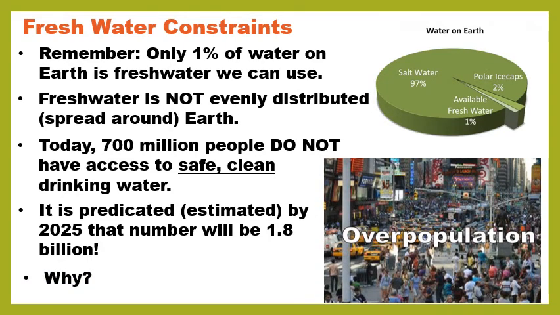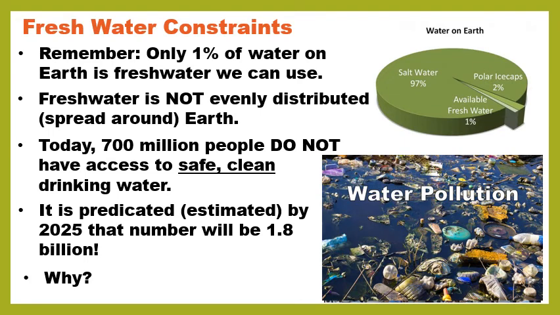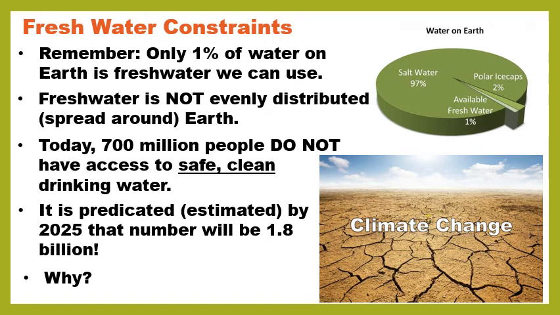Well, the big reason is overpopulation. So we're just producing more humans than we have freshwater resources. Another issue is pollution, water pollution. If we pollute our freshwater sources with plastic, with oil, with chemicals, that limits the safe, clean water that we have to give people. And another big issue is climate change. As the climate gets hotter, it could dry up some of our water resources.